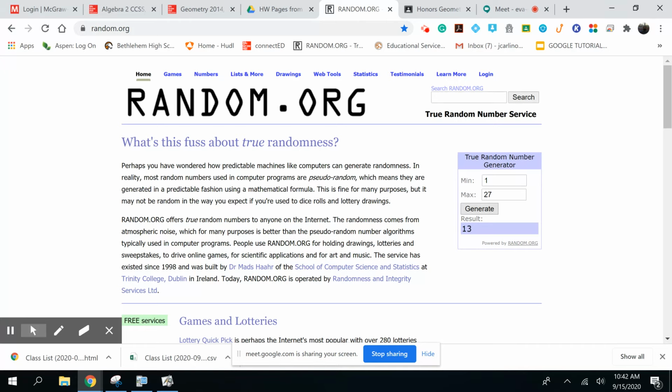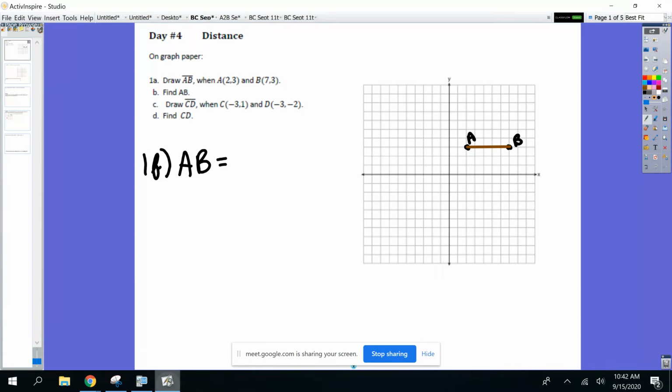Sophia, what's the distance of AB? 5. 5 units. Yep, done. I don't need the word units. I'm not that picky. Certain things I get picky with, not that. Any issues there? All right, here we go.